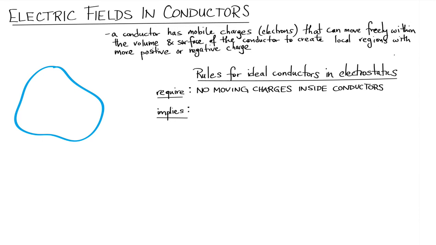So in this lecture video, I want to talk about electric fields inside conductors. For starters, I want to define what a conductor is. It's basically a material that has mobile charges inside it that can move freely within the volume and the surface of the material. And in doing so, it can create regions locally that have maybe a little more positive or a little more negative charge.